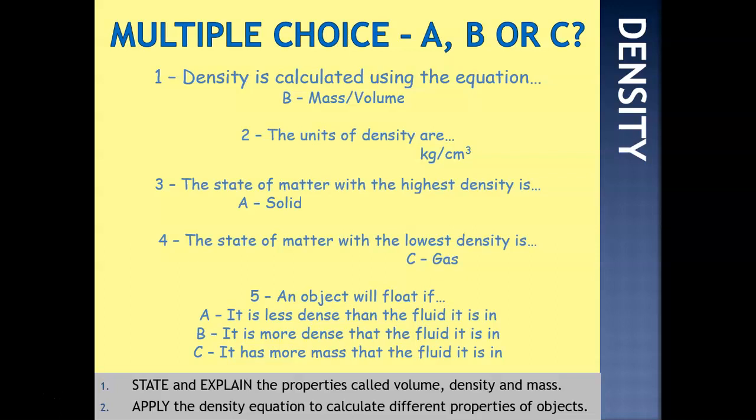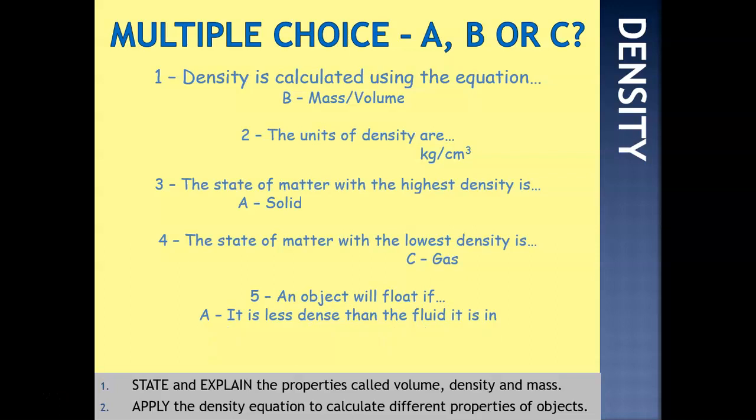And finally, an object will float if it is less dense than the fluid it's in, it is more dense than the fluid it's in, or it has more mass than the fluid it's in. The correct answer in this case is A. Objects will float if they are less dense than the fluid they're in. Use of the word fluid there is deliberate. Things can float in gases or liquids. A fluid is a material where the particles can move, so we refer to those as fluids.